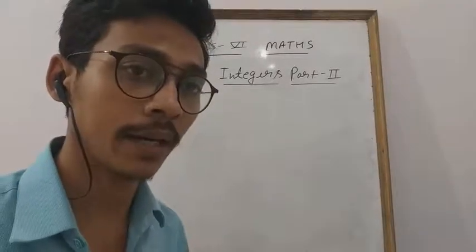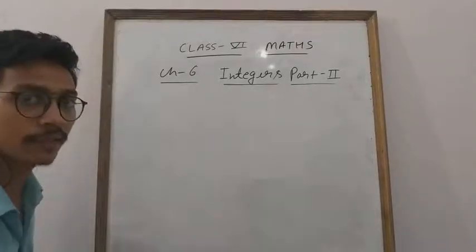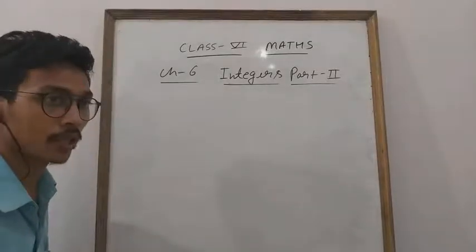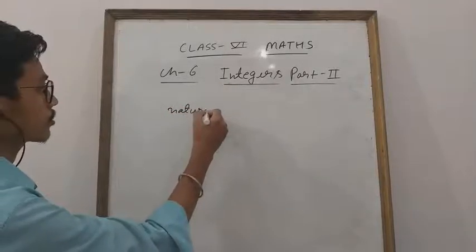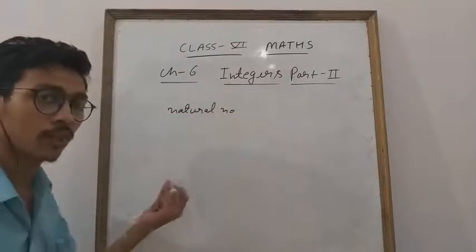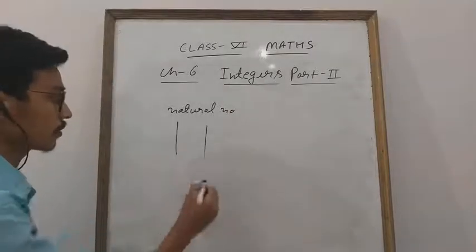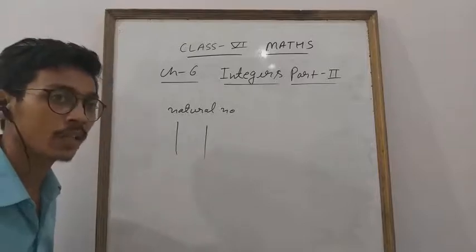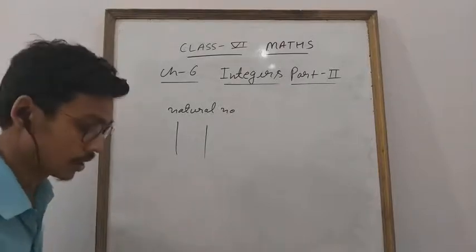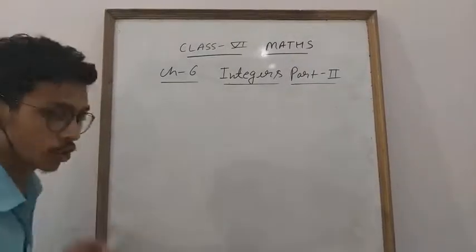So, student, in the previous video we discussed some important concepts like what is a natural number, what is a whole number, what is an integer, and that mod is always a positive value. Everything I explained, student. Clear? And how to represent the integer on the number line. Everything I explained. So student, in this video we will discuss some questions of your NCERT book.